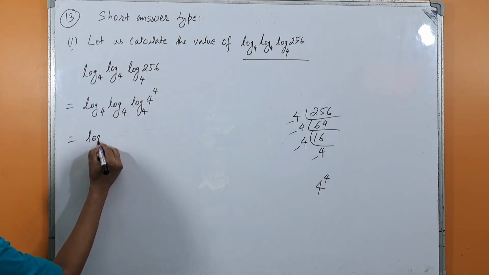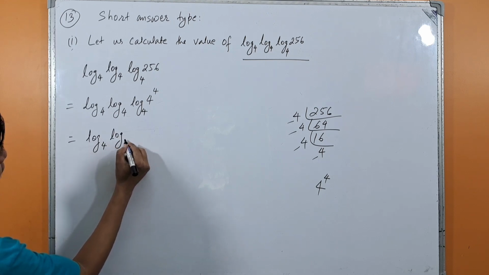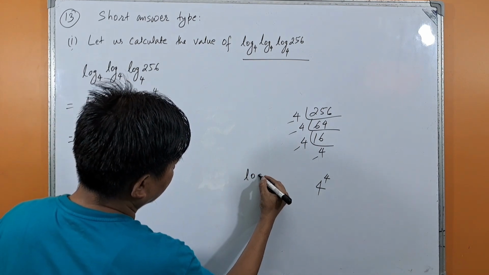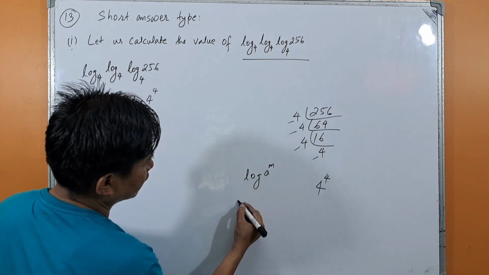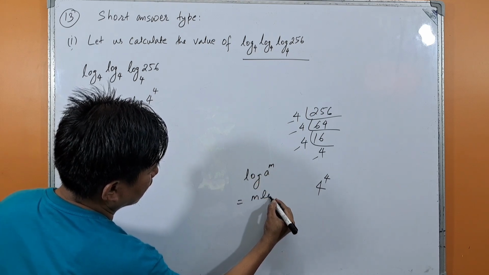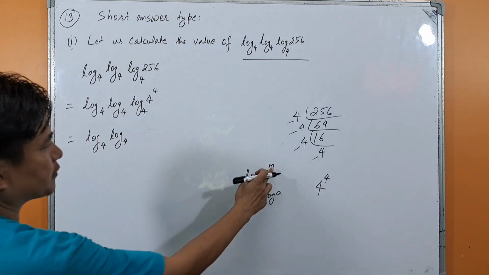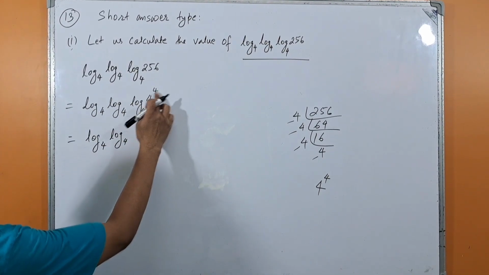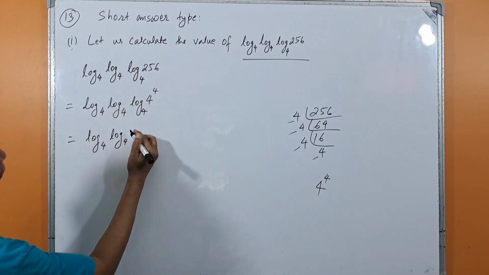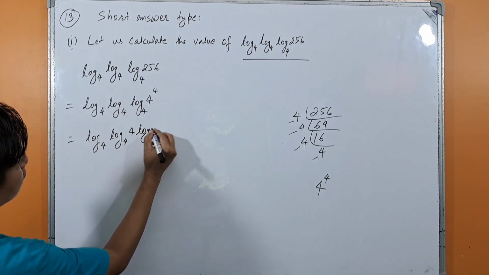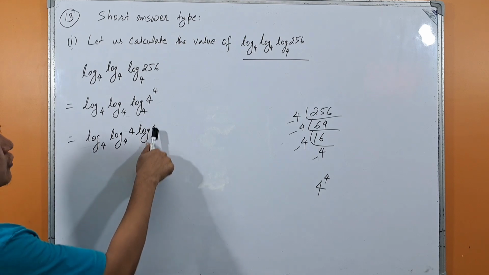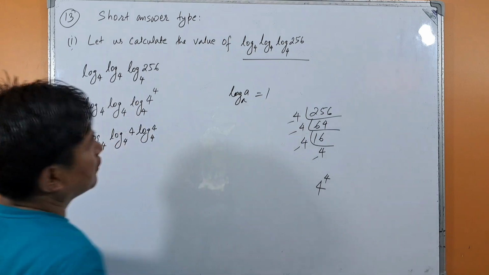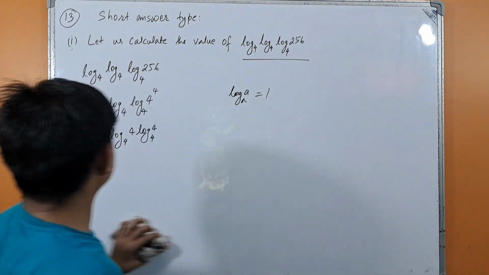This equals log to the base 4, log to the base 4. This 4 we can write before log, isn't it? If we have log a to the power m, then we can write this as m log a. This power m comes before log. So this power 4 we write before log, 4 log 4 to the base 4. So log 4 to the base 4 is 1, isn't it? Because log a to the base a is 1. Log x to the base x is 1, isn't it?